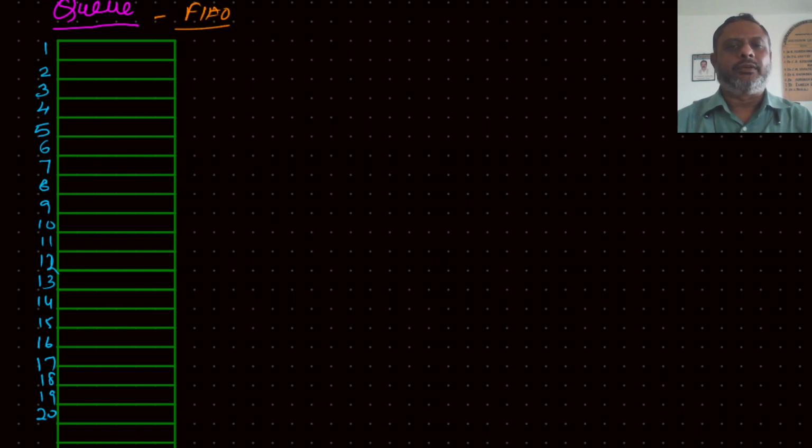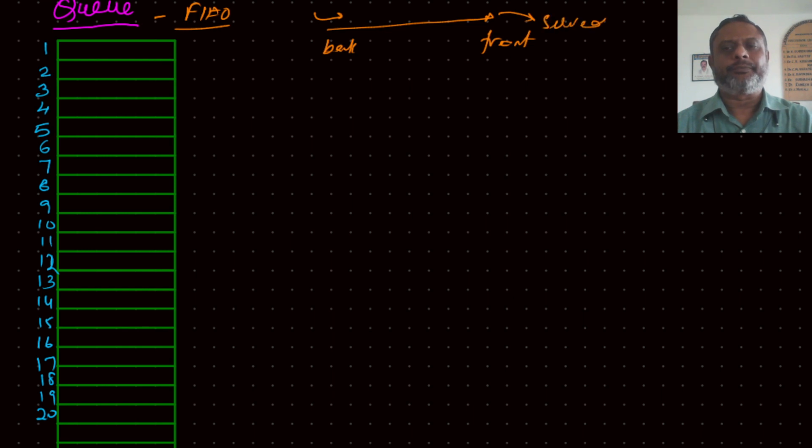Now a queue has got two ends. There is a front end of the queue, and there is a back end of the queue. Whenever a new person comes in, he gets into the back of the queue, and the one who is in the front of the queue will be served. So entry is from the back, and from the front it gets served. So we need two positions to remember where to enter the new value and which one to be served next. For that, let's have two pointers, one called front and one called back. Let me abbreviate these as F and B.